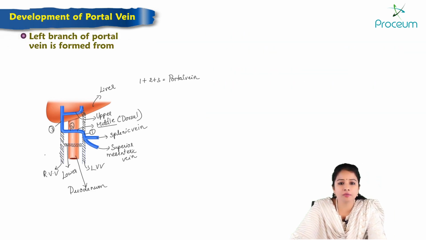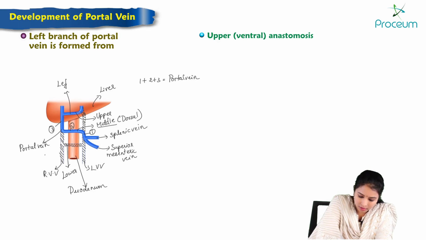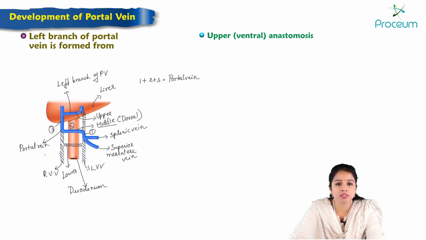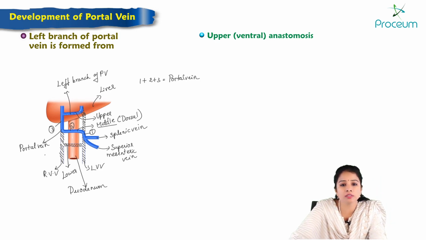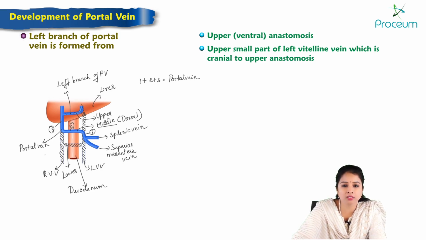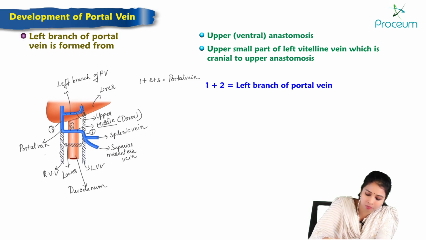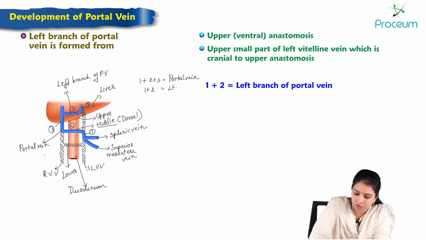Then the left branch of the portal vein is formed from the upper ventral anastomosis. So this is the stem of the portal vein, and here is the left branch of the portal vein, which is formed from the upper ventral anastomosis, and also from the upper small part of the left vitelline vein. So 1 plus 2 forms the left branch of the portal vein.